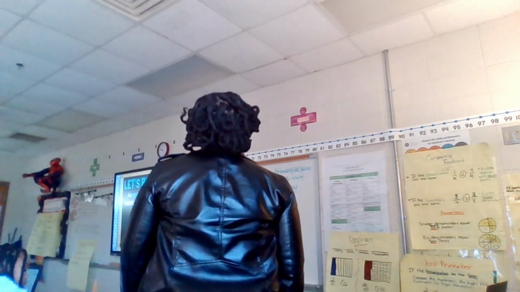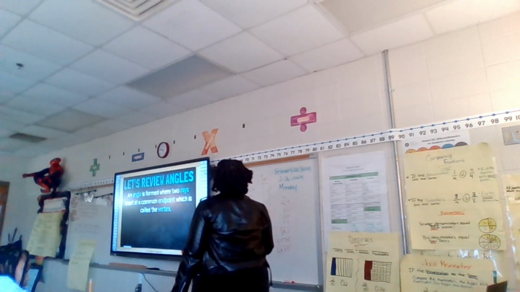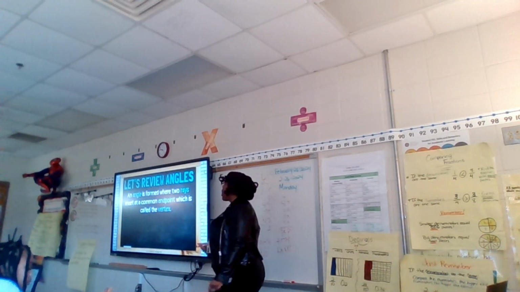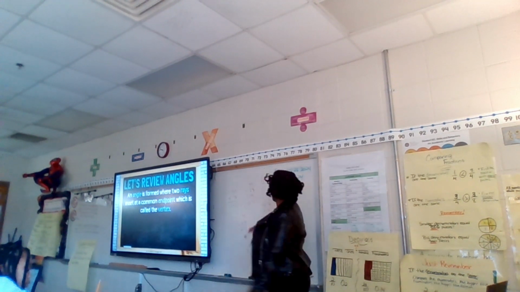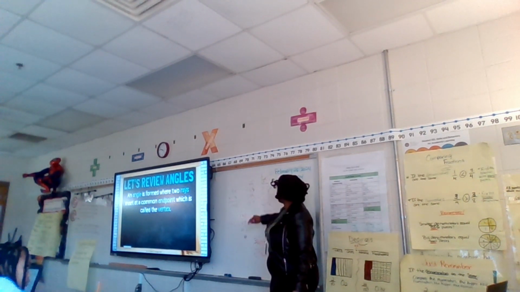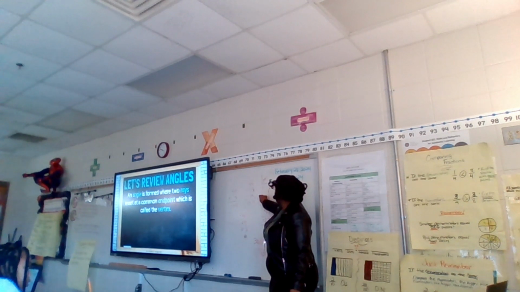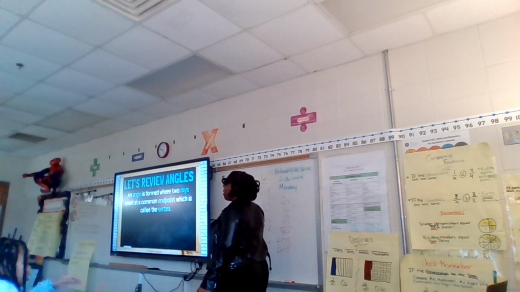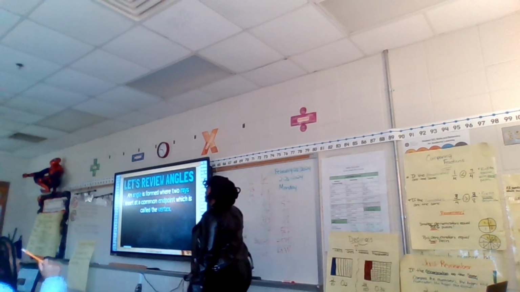So let's review angles. An angle is formed where two rays meet at a common endpoint, which is called the vertex. So what's this called right here? Acute. Look what I'm doing. No, but now they connect, so it's called a what? I just read it. Let's do it again.